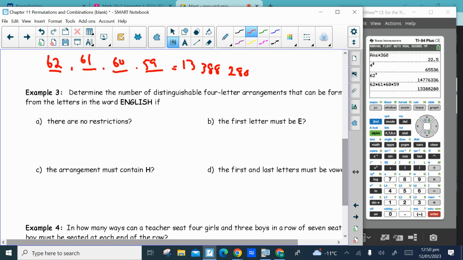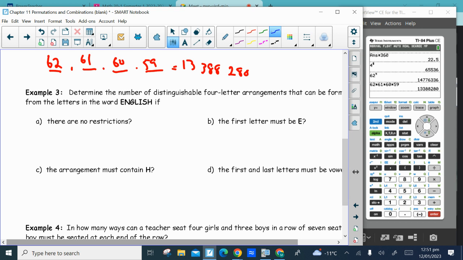So these are types of questions that are common to see on a diploma exam. Something basic like this, that we're just using the fundamental counting principle. Example 3 says, determine the number of distinguishable 4-letter arrangements that can be formed from the letters in the word English, if there are no restrictions, which means there's no restrictions on where certain letters can be.